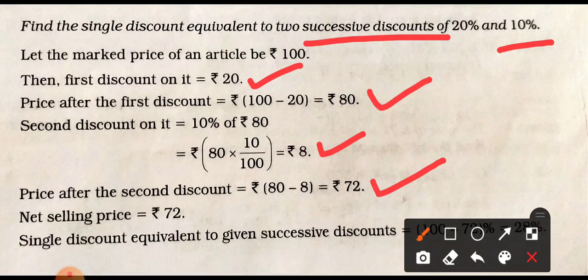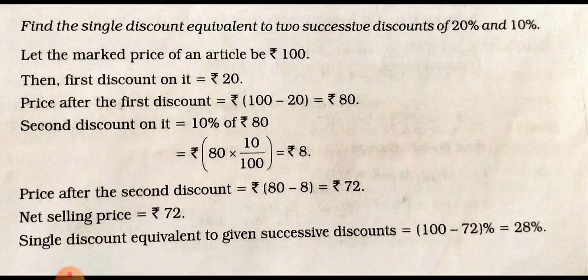So the net selling price is rupees 72, and what have we assumed? We have assumed the price of that article is 100, and now we are selling it at rupees 72. So how much single discount have we given? We subtract the net selling price from the original price, that is 100 minus 72, and that will be equal to 28%. So 28% is the single equivalent discount which is equal to 2 successive discounts of 20% and 10%.